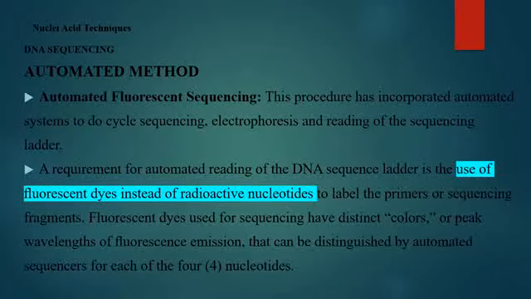Now, we have spoken about manual methods. We are talking now about automated methods. Now, the automated fluorescence sequencing. This procedure has incorporated automated systems to do cycle sequencing, electrophoresis, and reading of the sequencing ladder.